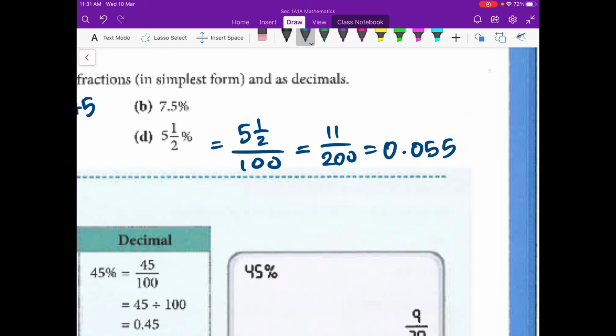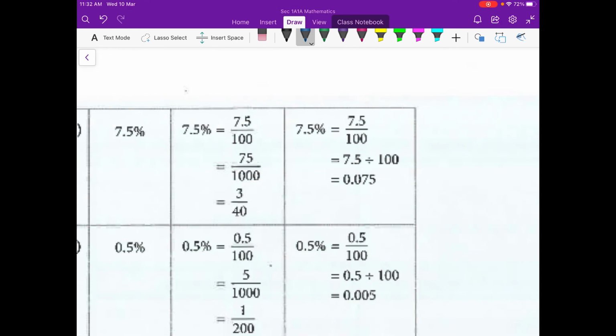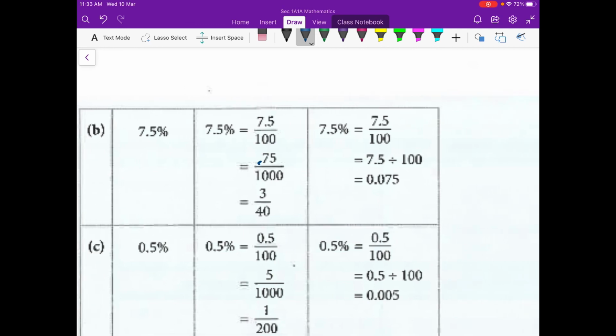Now, is this difficult? We did the simplest question, we did the most difficult question already. Your job now is to do part B and part C by yourself. 0.5 is a decimal, so what? Just put it over 100. Then instead of changing it this way, use your calculator to help you. 7.5 over 100, your calculator will tell you it is 3 over 40. In the same way, you key this in your calculator, press S to D, your calculator will tell you 0.075.